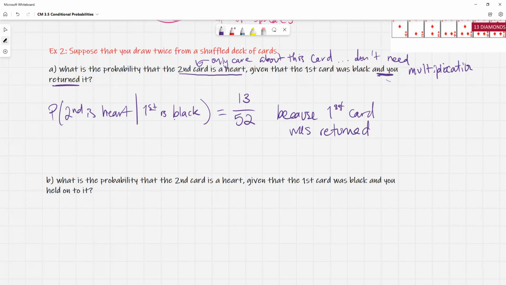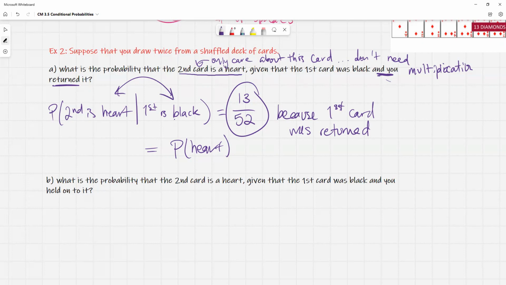Return. There we go. Because the first card was returned, this is just the same thing as the probability of just getting a heart. And so those two things would be considered independent. These two events are independent: getting a first card being black and then a second card being heart, one after another, because of the fact that I returned it.